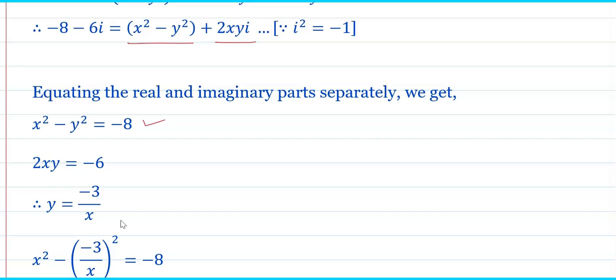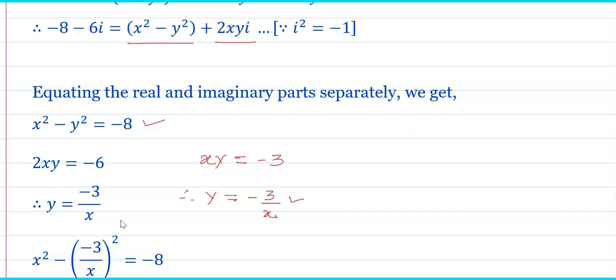This is the first one. And second is 2xyi equals minus 6i. It means that 2xy is equals to minus 6, and hence if you simplify this, then you will get xy equals minus 3, and hence y is equals to minus 3 upon x.